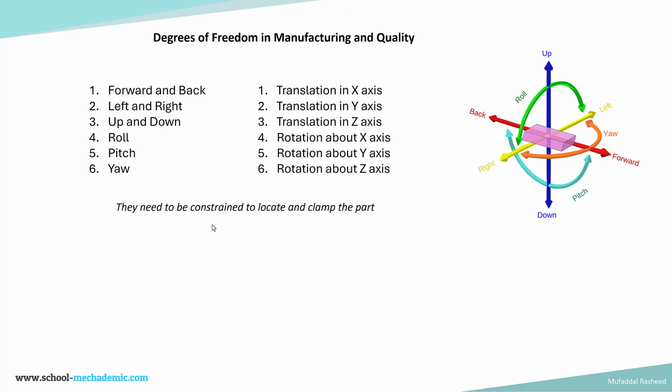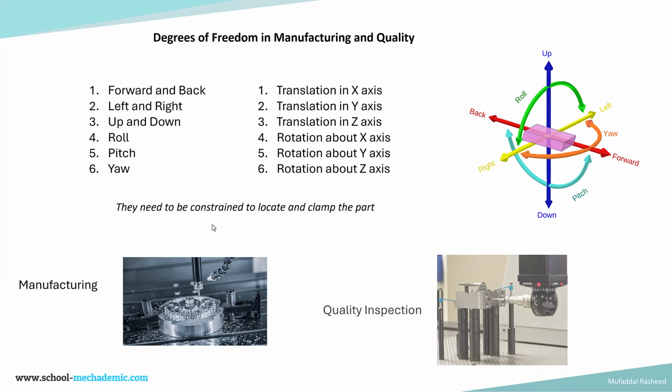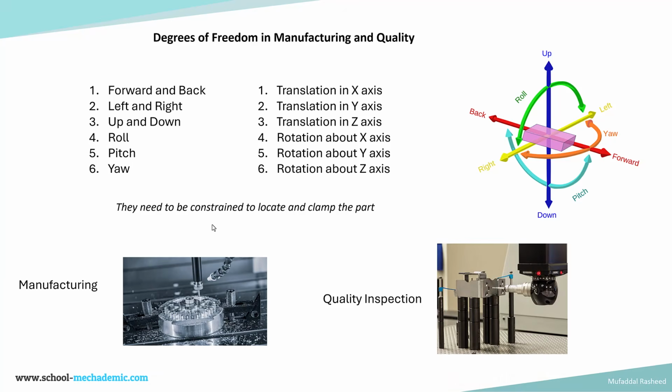operation. Similarly, if you are doing a quality inspection, let's say measuring the location of a hole with respect to a certain reference, you need to locate, clamp, or rest the part in a fixed position and then perform the inspection as shown over here. In this quality inspection, the part is rested on its bottom surface and the inspection is being performed. So whatever you do in manufacturing and quality inspection, you need to constrain these degrees of freedom in order to perform it reliably.